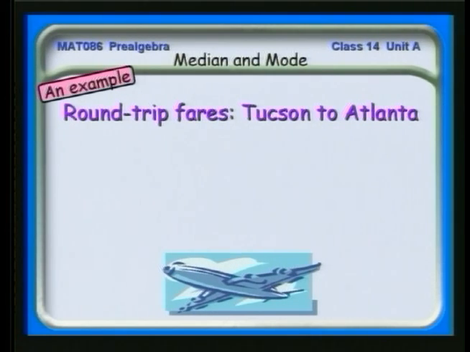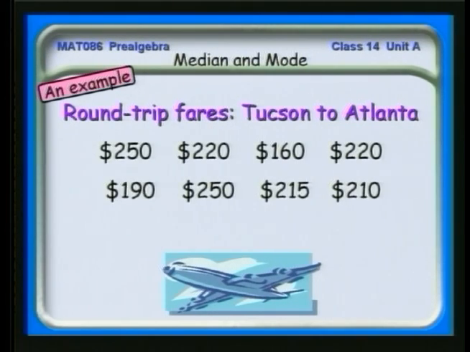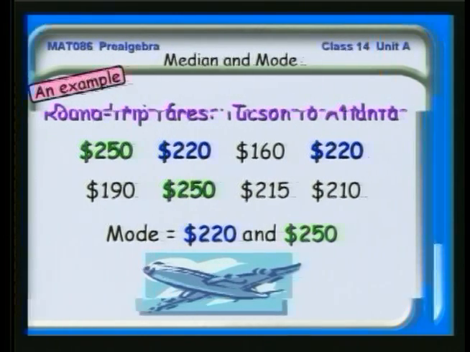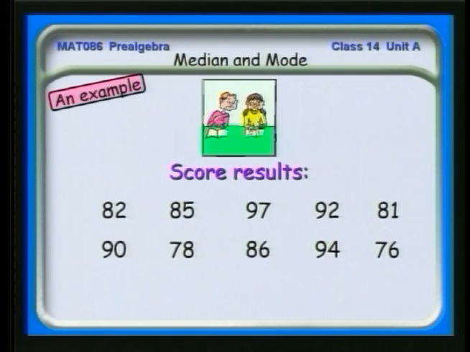Round-trip airfare from Tucson to Atlanta. I look at those and ask, what's repeated? I see I have two $250s and two $220 tickets. My mode there is $220 and $250. One more example. Here are some score results. I look there and I don't see any numbers that are repeated. For this case, what's the mode? Since there are no repetitions, I would say there's no mode for this set of data.